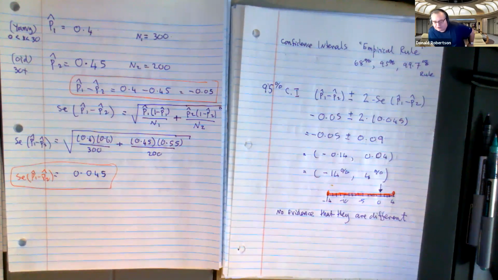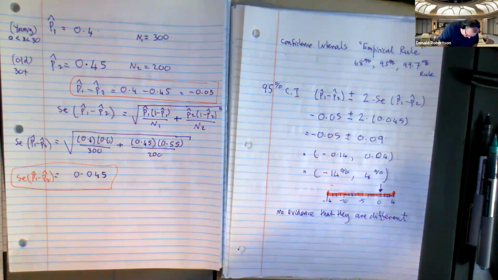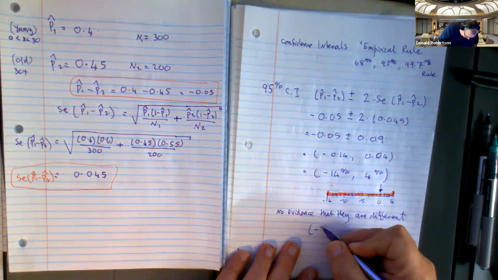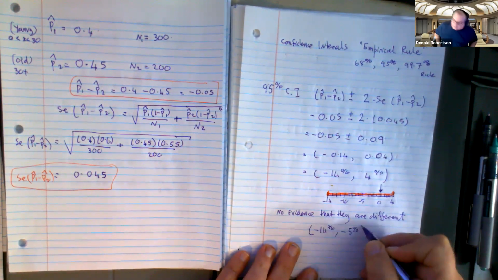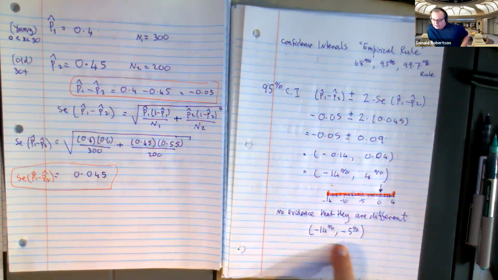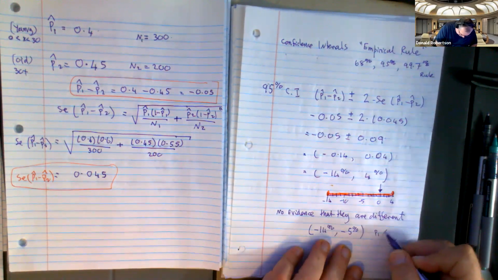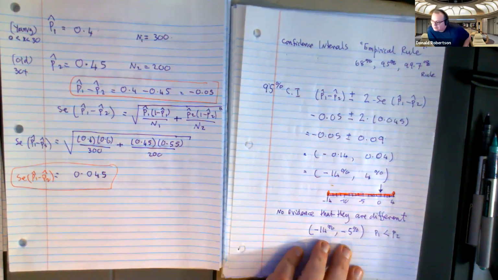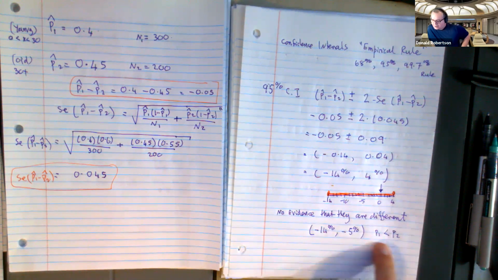That's not quite the same as saying that they're the same, but if there's no evidence that they're different, they could well be the same. So you might think, what would an interval look like if we wanted to prove that one was bigger or less than the other? Can you imagine an interval that was negative 14% to -5%? All these numbers are negative. Isn't that evidence that P1 is less than P2? Does that make sense? If P1 take away P2 is going to be negative, isn't that evidence?